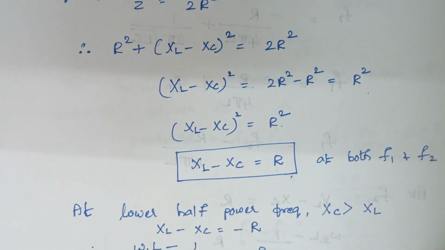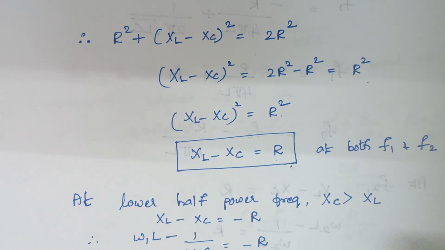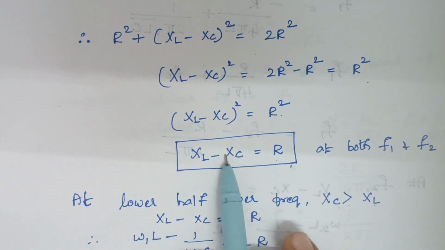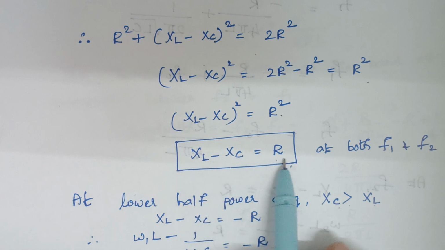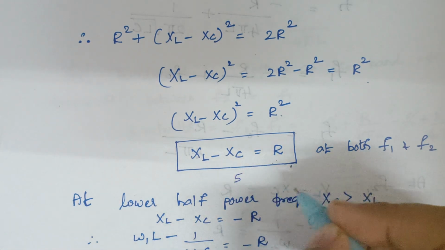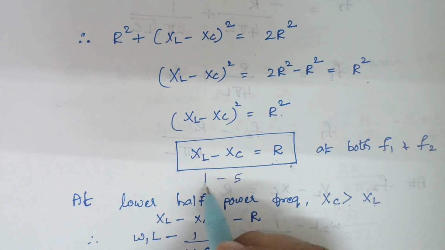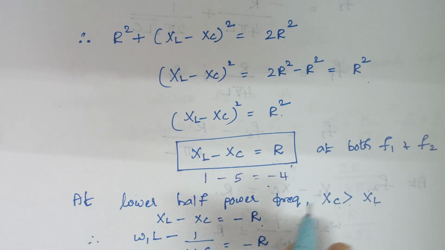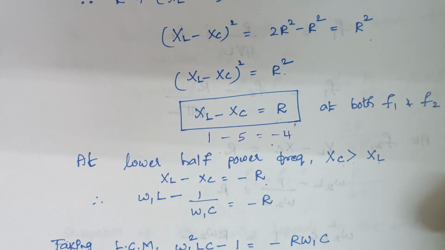So at the lower half power frequency, the value of XC is greater than XL, right? So when XC is greater than XL, what happens? R will be negative. Can you get it? You see XC is greater. For example, XC is 5 here and XL is 1 here. So 1 minus 5 will give you minus 4, right? So that is why here XL minus XC is equal to minus R. Right. So again substitute the values.